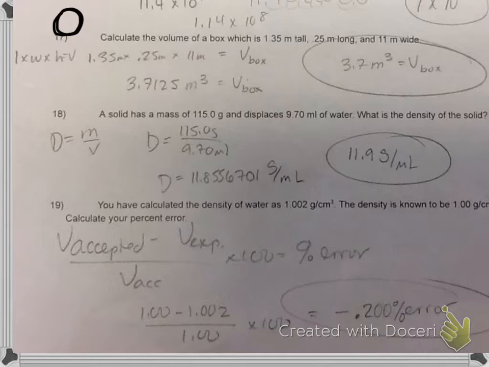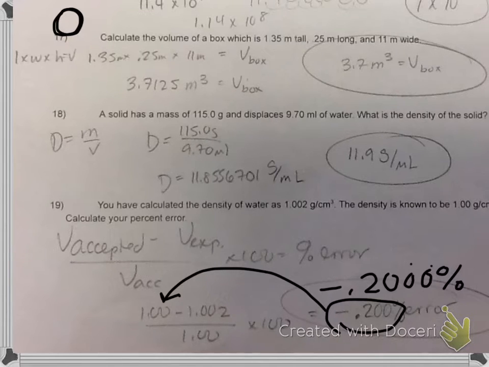Value accepted minus value experimental divided by value accepted times 100 gives you % error. Now in this case, I don't think anybody got the sig figs right on this one. It really should be 0.2000% error, and I fudged it here. These sig figs assume that your measured value is where your sig figs are derived from. So most people put 0.2% error, which is the right raw answer, but you actually have more precision than that. So you should add the zeros in that case to show the level of precision that you got.